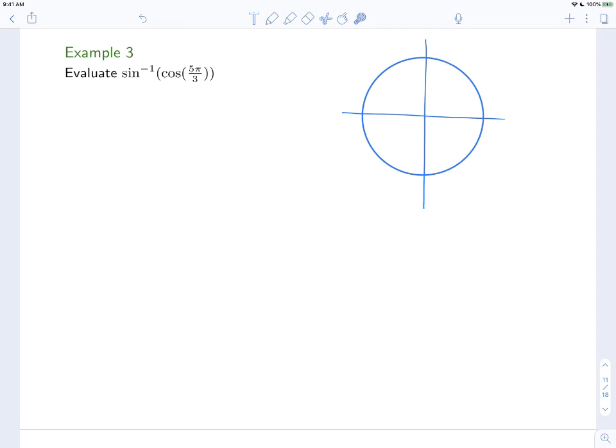So 1 pi over 3 is here, 2 pi, 3 pi, 4 pi, 5 pi. So 5 pi over 3 is down here. So 5 pi over 3 looks something like that. So this angle right here, that's 5 pi over 3. This coordinate here will have x-coordinate 1/2 and y-coordinate minus the square root of 3 over 2. We're interested in cosine of 5 pi over 3, so that's going to be the x-coordinate, which is 1/2. So what we're actually trying to find is sine inverse of 1/2.